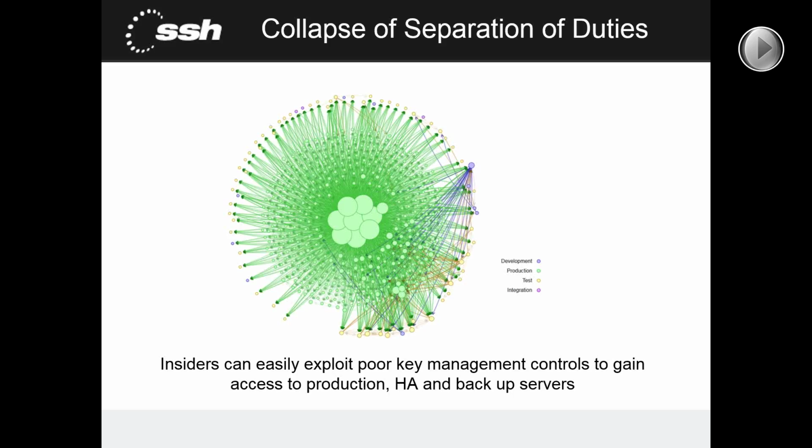Next, I want to go through a couple of terms that we'll be using throughout the presentation. One is separation of duties.